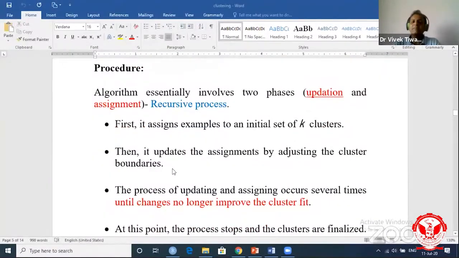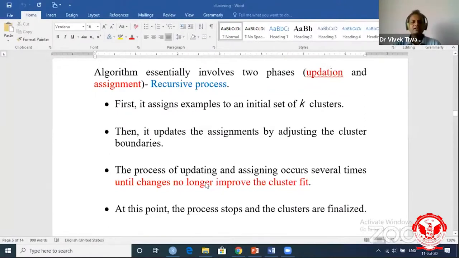Then what happens? Then update. The second phase is that it updates the assignment by adjusting the cluster boundary. Once you randomly assign the data points to the clusters, you have to check something, which I will discuss. Based on that checking, you come to know that data point X should not be a part of cluster Y, it should be a part of another cluster. So whatever random assignment you have done, you come to know that some assignments were wrong, and then you have to change the assignment. That is called updation. Adjusting the cluster boundary means simply this: the data point that was part of cluster X, now I will remove it and make it part of another cluster. That is called updation.